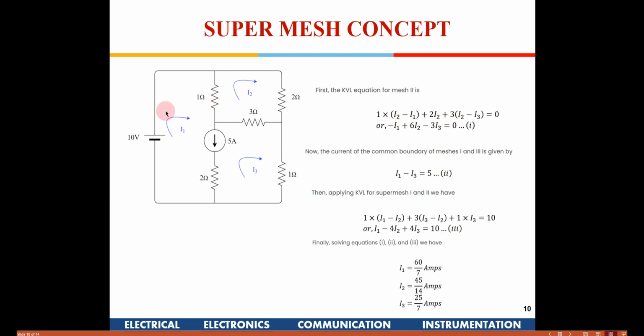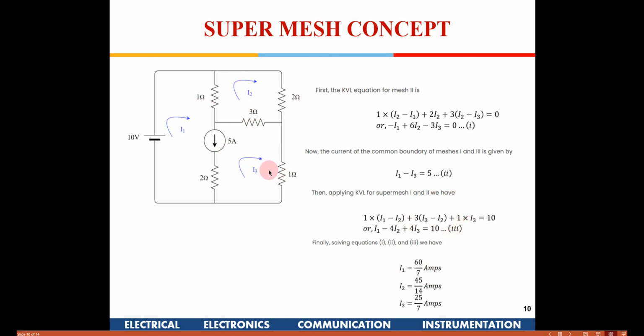You can take a super mesh from outside also, like this from 2 ohms, from 10, from this 2 ohms, from this 1 ohm, and this also. In this particular case, we have taken 10, 1 ohm, 3 ohm and 1 ohm, like this. So one of the super meshes can be taken to get the solution. Okay, so is it clear now?